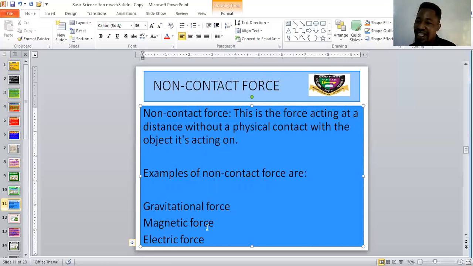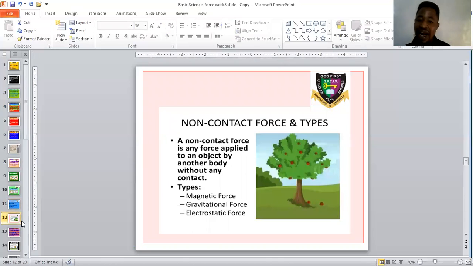It is a force that is applied on an object without the object coming in contact with the other object. And the last one is electric force. All right, let's go further. Here, I explained that everything that goes up must come down. Here in the picture, you're seeing a mango tree or an apple tree, and you see that some apples are falling to the ground. What brought them down? It is not a bird, not a squirrel, not a human being.